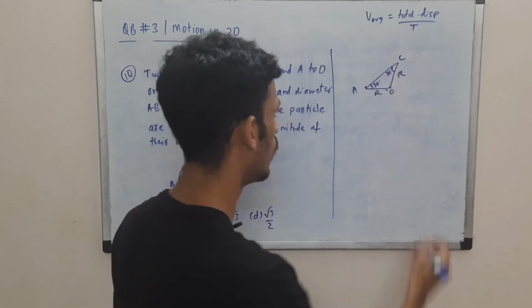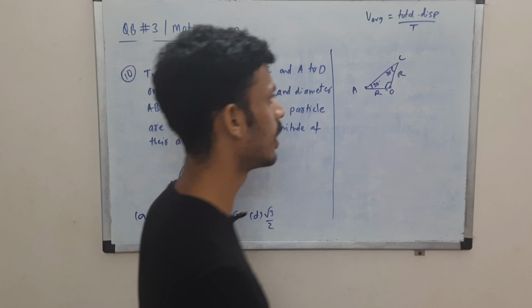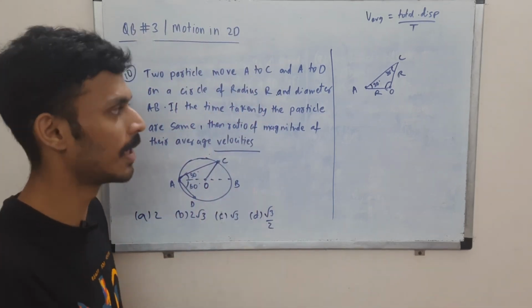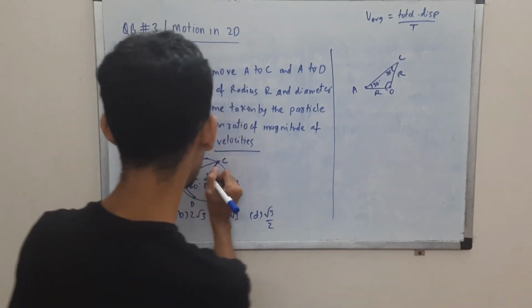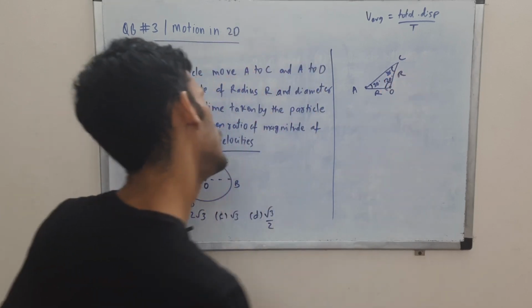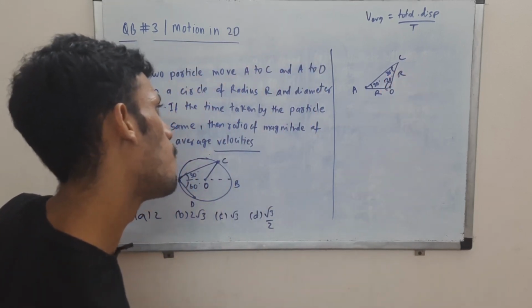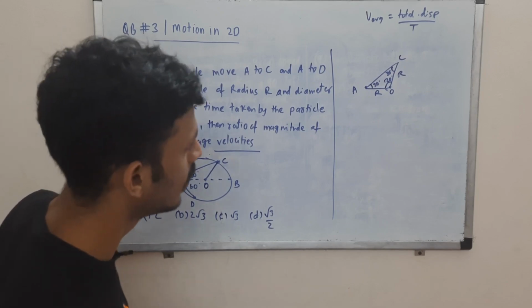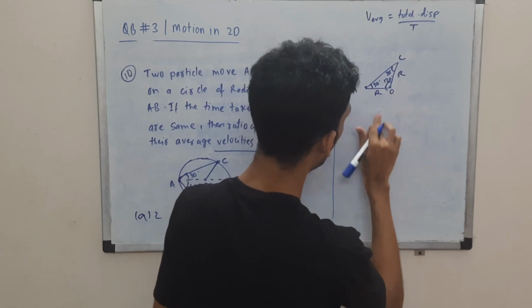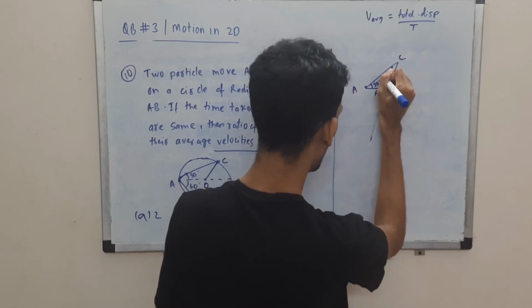So what is this remaining angle? Angle sum property: 30 plus 30 is 60, 180 minus 60, that is this remaining angle over here, which will be 120. Is that relevant over here? Yeah, it is. So what I'll do, I'll drop a perpendicular from this O to this.